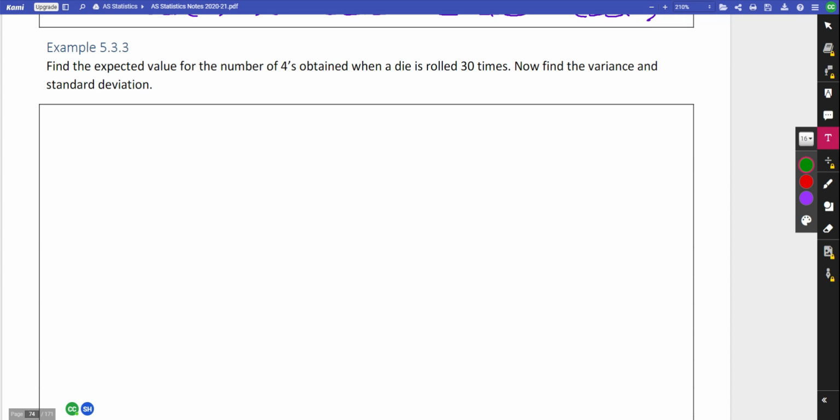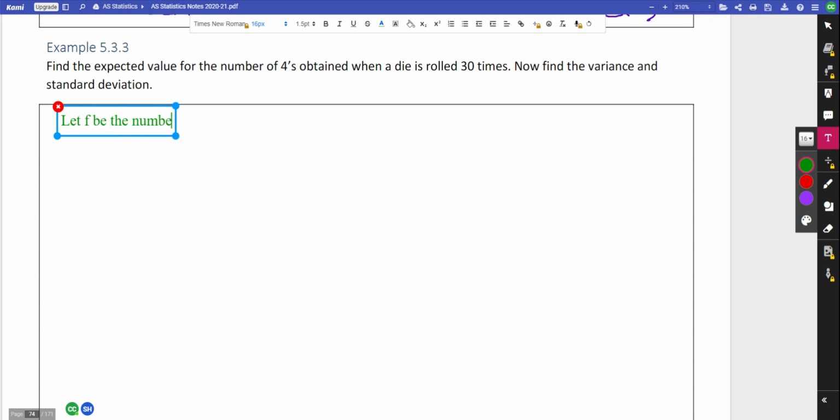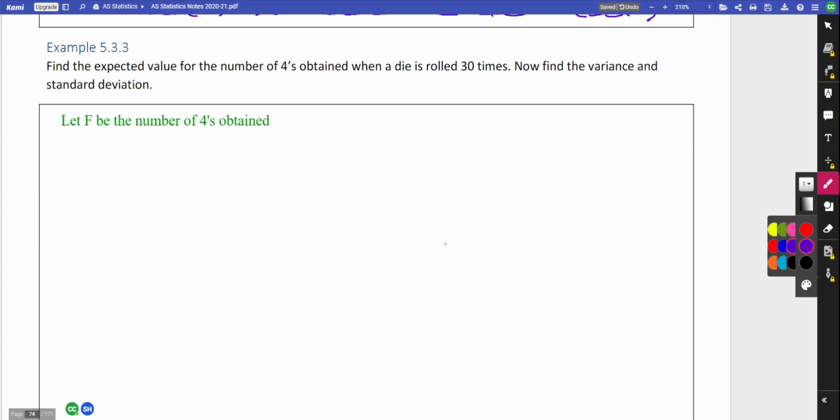It needs to be capital. So our binomial distribution is, we're rolling it 30 times. And we've already done one like this, haven't we really? So we've got 1/6 in there.